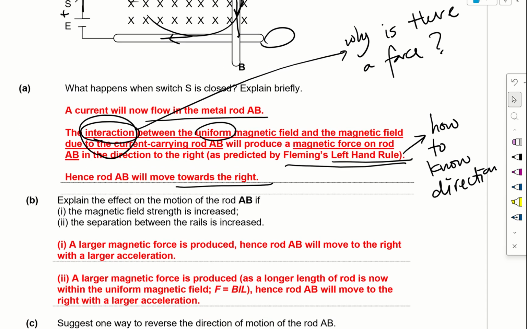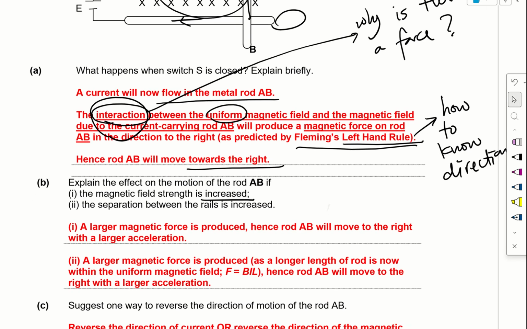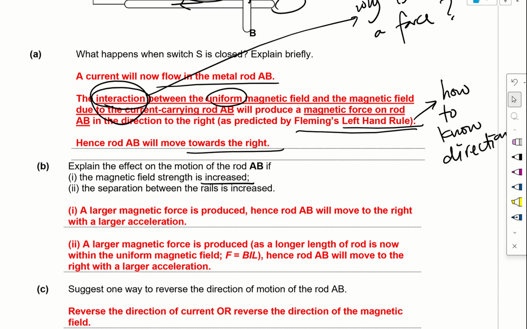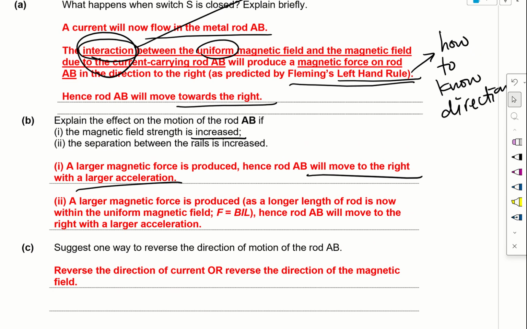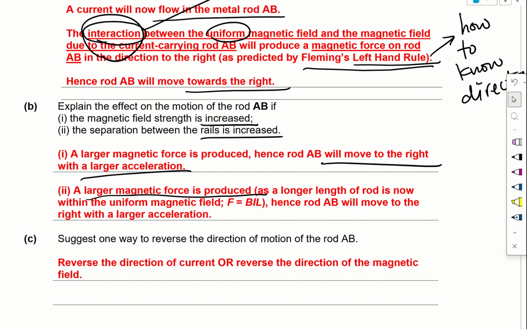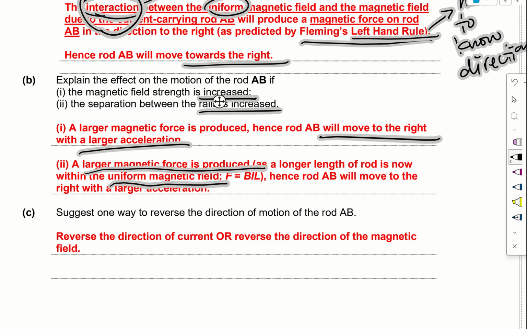Now explain the effect on the motion of the rod AB if the magnetic field strength is increased. So of course there will be more interactions, right? Therefore AB will move to the right with a larger acceleration because there will be a larger force. What will happen if the separation between the rails is increased? We will also have a larger magnetic force produced, as a longer length will now be within this uniform magnetic field, so more interactions of magnetic field. So AB will move to the right with a larger acceleration because there will now be a larger force.